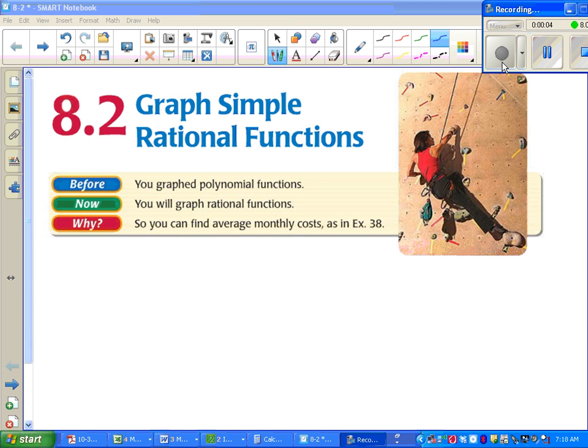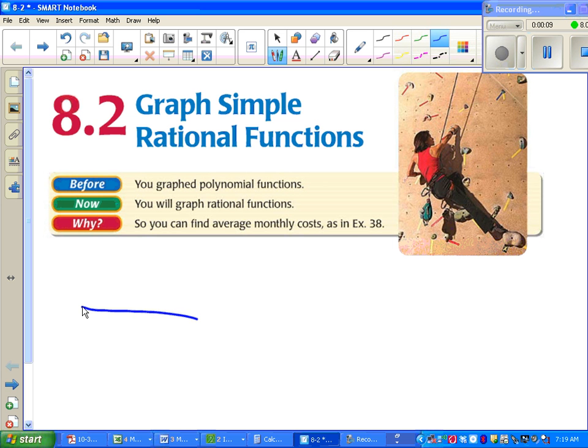8.2, graph simple rational functions. Rational functions are functions that have x in the denominator. That's our most basic rational function. We might have an x in the numerator, we might not.